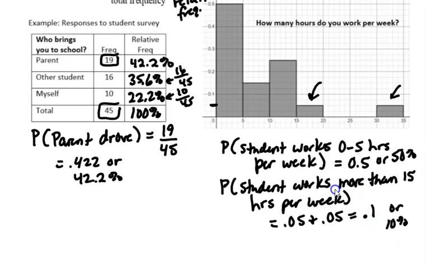So basically I'm thinking out of 1. If we thought of the area as one whole, or 100%, we could say 50% of them work from 0 to 5 hours. So in this case, I'm not really using a fraction at all to divide. I already have the probability listed for me as the height of the bar. So that's another way to read probability from some information you're given.